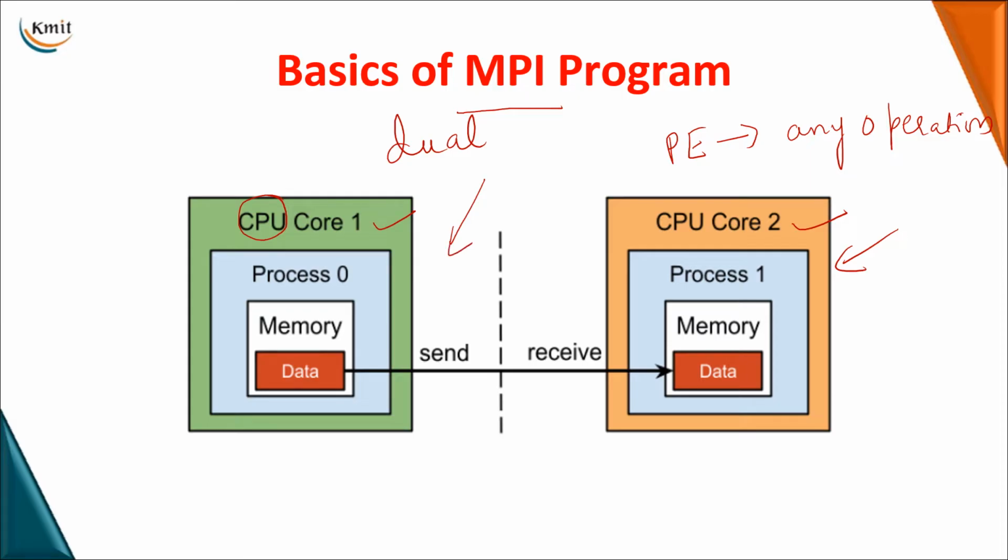And in order to execute process 0 or process 1, though each core has its own individual memory, sometimes core 1 may require the data present in core 2, and similarly core 2 may require the data present in core 1. In that case, there should be a sharing of information from one core to the other. That is the reason we implement parallelism by means of the message passing interface.